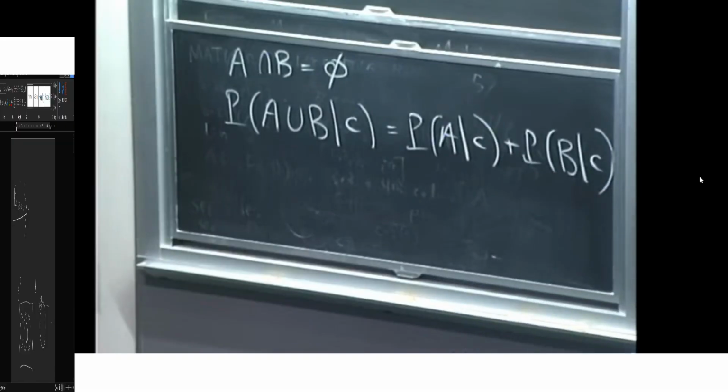event C occurred. So conditional probabilities do not taste or smell any different than ordinary probabilities do. Conditional probabilities, given a specific event B, just form a probability law on our sample space.